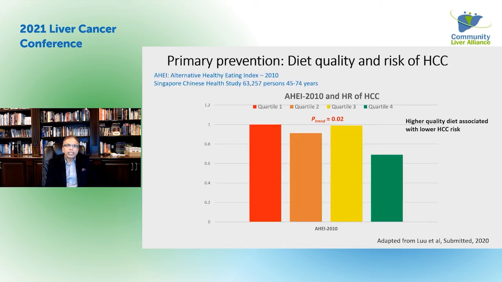This is the alternative health eating index. As you can see on the right is the highest quality diet, and that is associated with lower HCC risk. There is information available for alternative healthy eating index, and essentially lower added sugars, lower fat, more grains, legumes, nuts, etc. Next slide.